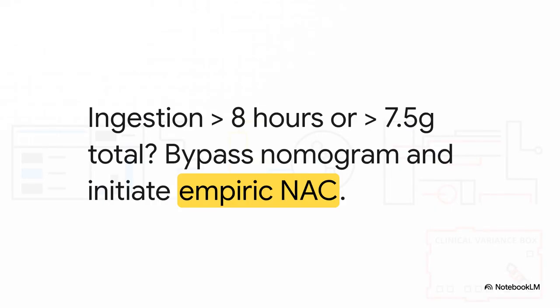Now, for acetaminophen, your kinetic bounding relies entirely on regenerating glutathione with N-acetylcysteine, or NAC. Usually, we just plot a 4-hour level on the Rumack-Matthew nomogram. But here is the absolute hard boundary. If the ingestion time is unknown, or if more than 8 hours have elapsed and the patient is showing toxic signs, or say they ingested more than 7.5 grams total, you bypass the nomogram entirely. You initiate empiric IV NAC immediately without a second of hesitation to save that liver.